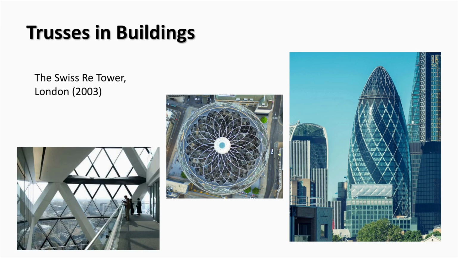Here you can see another example of a space truss. The Swiss Re Tower in London, also known as the Gherkin. It features a distinctive external diagonal bracing system that enhances structural efficiency while minimizing the need for internal columns. This exoskeleton not only improves the building's wind resistance, but also contributes to its iconic curved silhouette.